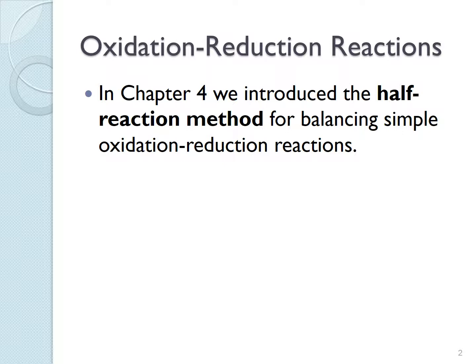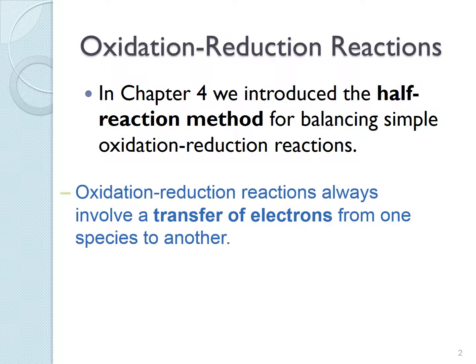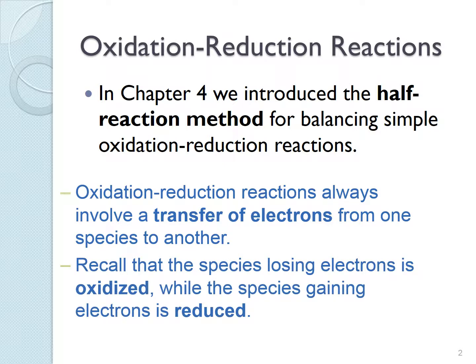We also, at the time, learned how to do the half reaction method for balancing a simple oxidation reduction reaction. And so you might want to go back and review that. So let's just review a little bit. Oxidation reduction reactions always involve a transfer of electrons from one species to another. The species that loses the electrons is being oxidized, and the species that gains electrons is being reduced. So oxidation is loss, reduction is gain.